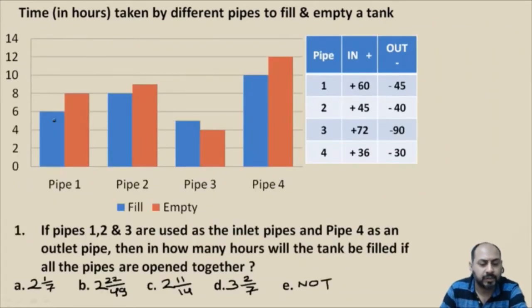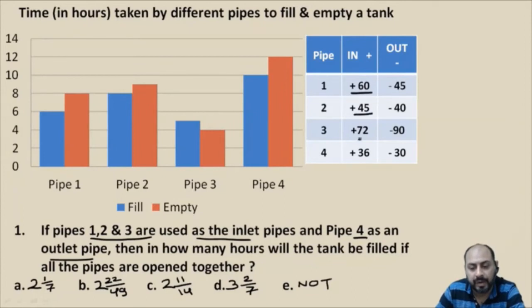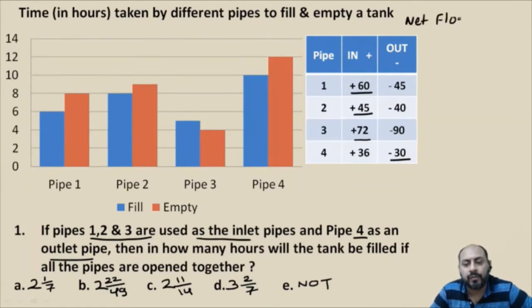The first question says that if pipes 1, 2, and 3 are used as the inlet pipes and pipe 4 is an outlet pipe, then in how many hours will the tank be filled if all the pipes are opened together? So we are using these as inlet pipes and using this as an outlet pipe. So what we need to do is to calculate the net flow. What is the net flow?